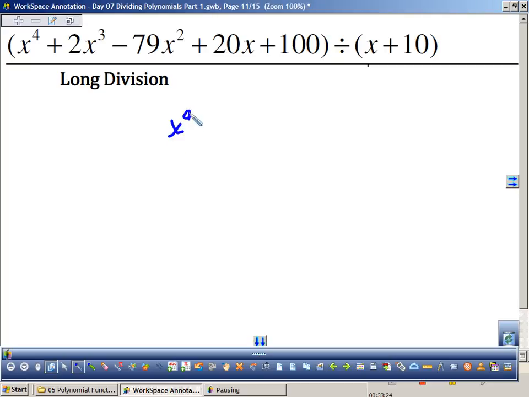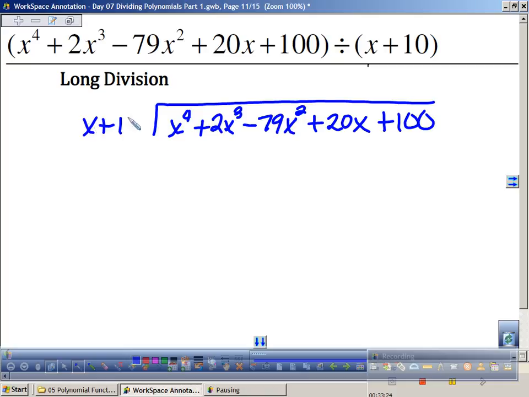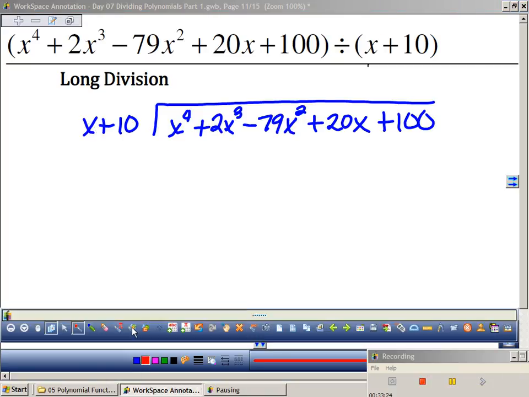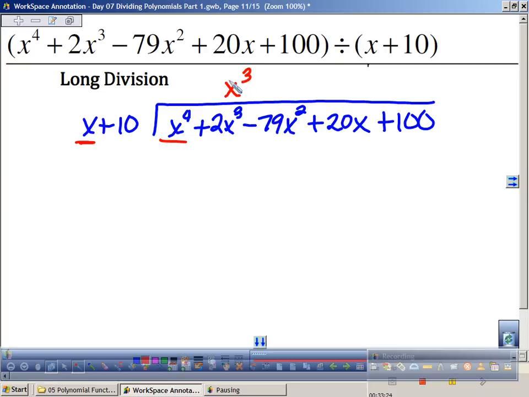All right, so I have x to the 4th plus 2x cubed minus 79x squared plus 20x plus 100. That's my dividend. I'm going to divide it by x plus 10. I'm going to start off by saying, how many times does x go into x to the 4th? It goes in x cubed, because x cubed times x is x to the 4th. And that's the tens place, right? Now we need to go ones place.